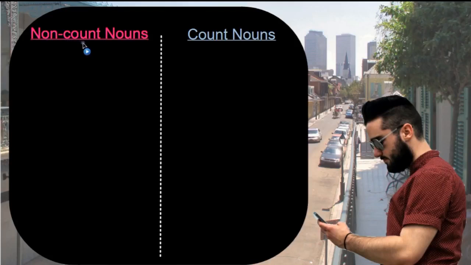We have non-count nouns and count nouns. Now, to remember, a non-count noun cannot be plural. We use it like a singular noun. But count nouns can be plural. They can be singular or plural. Count nouns have the possibility to be plural. And this is important for today's grammar.